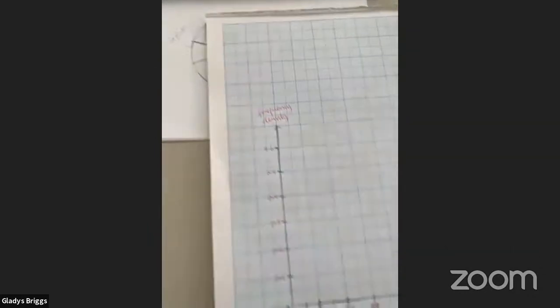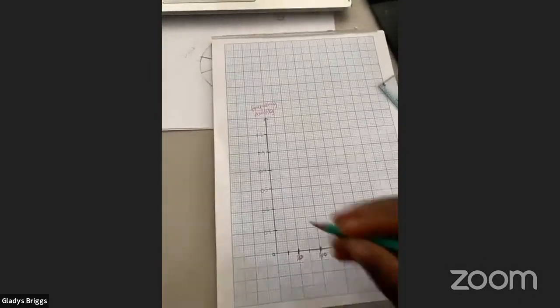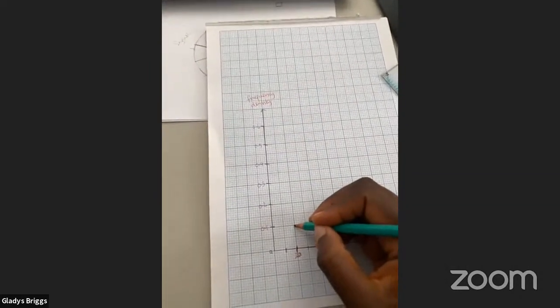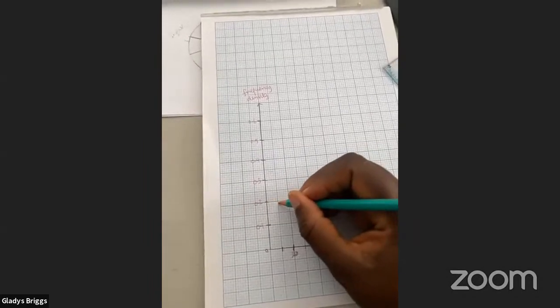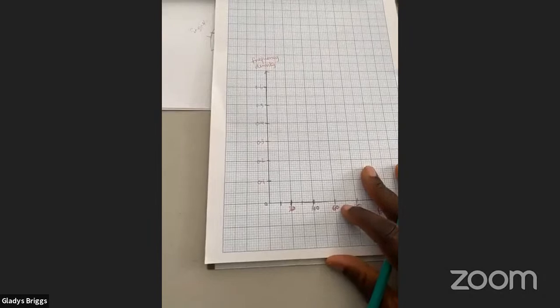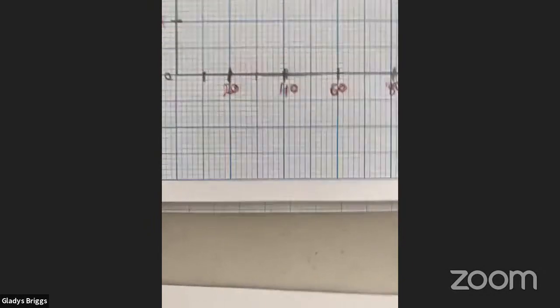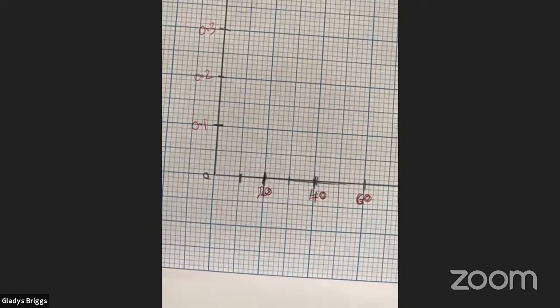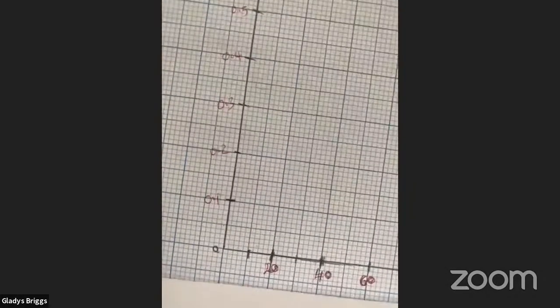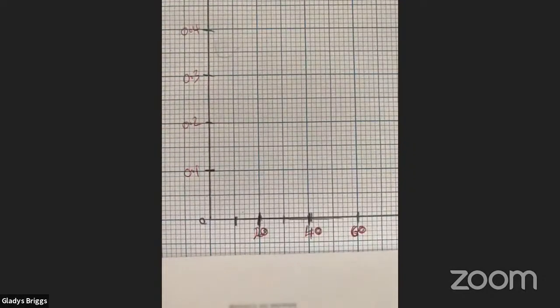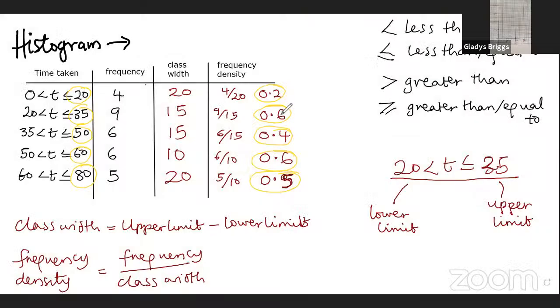Okay, so the first one was 20, and what was the first answer we got? Was it 0.2? Have a look at your table for me, guys. We had 20 and 0.2. Yeah, okay.